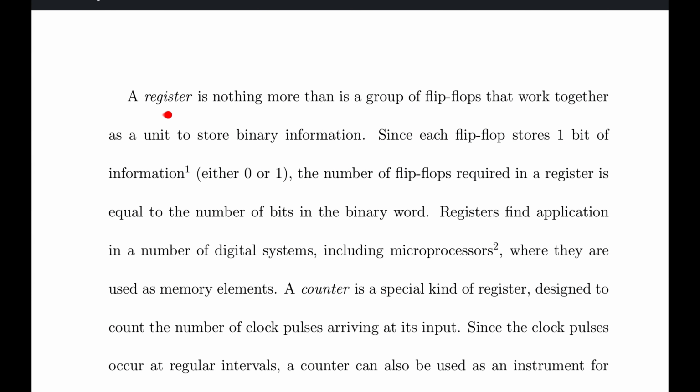Before I start dealing with the register, let me remind you that a register is nothing more than a group of flip-flops that work together as a unit to store binary information. Now what is a flip-flop? A flip-flop is another name for a bistable multivibrator, which means that it has two stable states, the 0 state and the 1 state. Since it can store 1 bit of information, its output can be either 0 or 1. It is used as the basic memory element in digital computers.